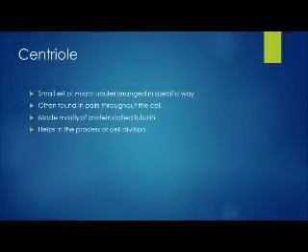Next we have a centriole. It is a small set of microtubules arranged in a specific way. It is often found in pairs throughout the cell. It is made mostly of proteins called tubulin, and it helps in the process of cell division.